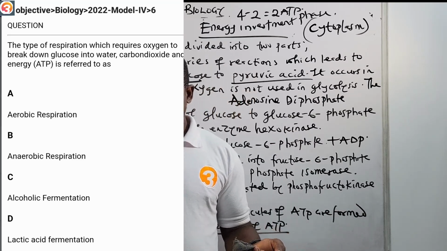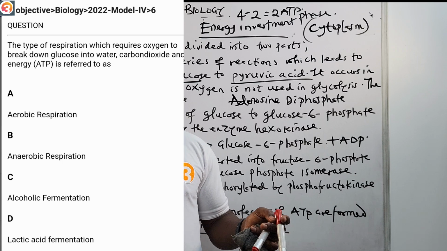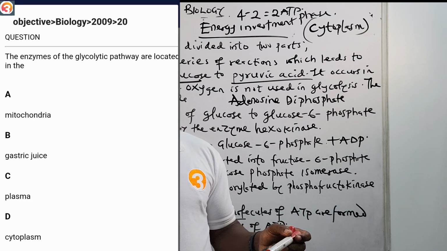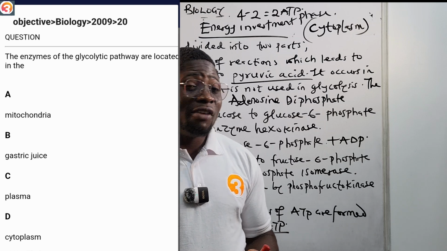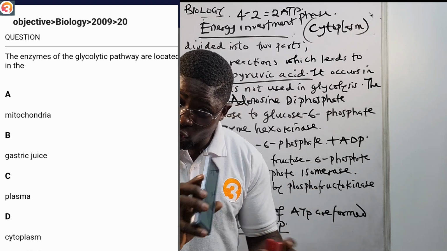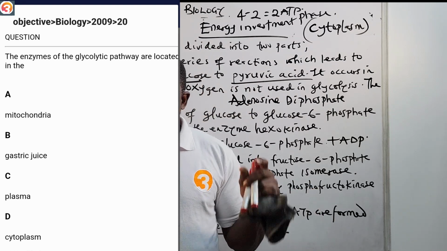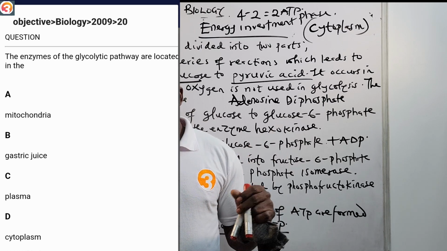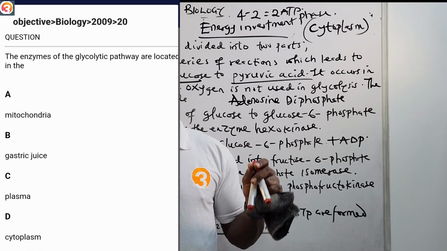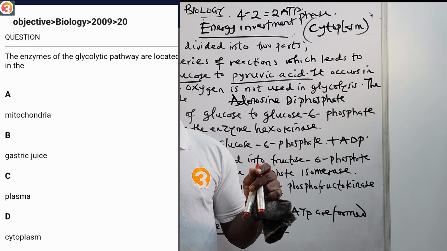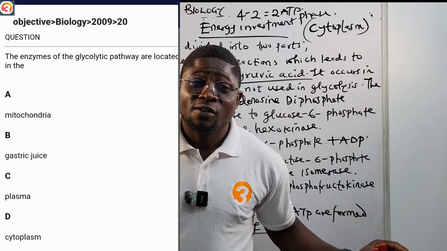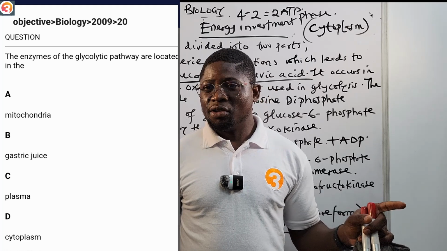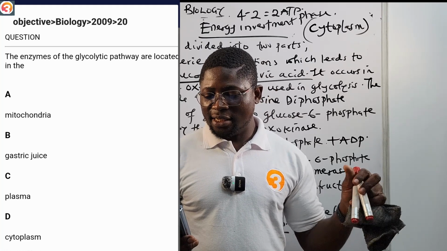Now 2009, number 20. They say the enzymes of the glycolytic pathway are located in the what? Even without seeing the options, you should know that your answer starts with the letter C. A says mitochondria, B says gastric juice, C says plasma, D says cytoplasm. I will not tell you the answer, but it starts with a C and ends with an M. Please put your answer in the comment section.